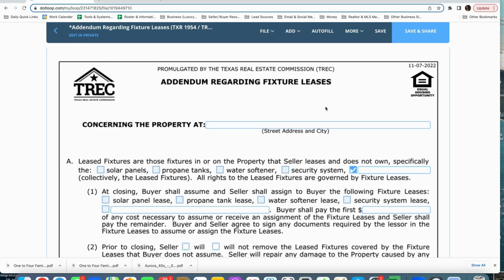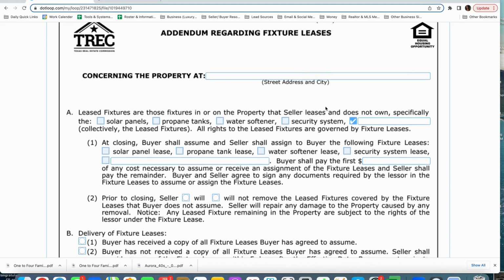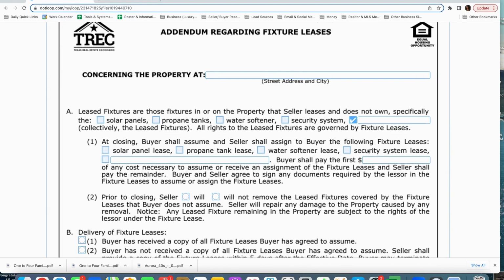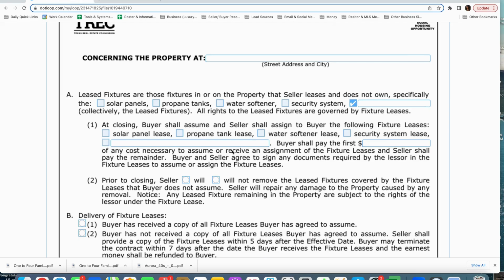How do you know you have a fixture lease? We use MLS. You look at agent remarks and check attachments. They will notify you if there's a fixture lease in place. And sometimes in attachments, they may have this already filled out. So you'll select which one they have.